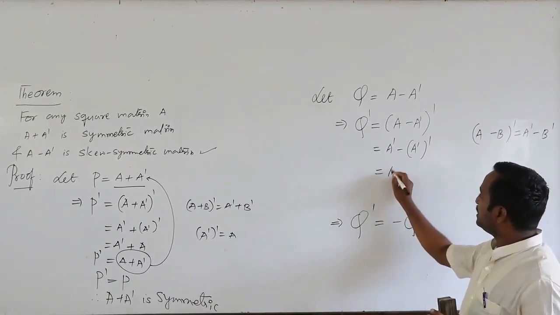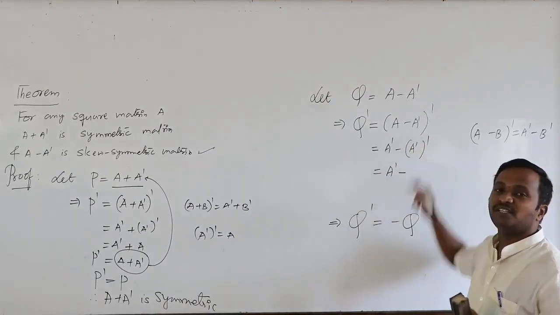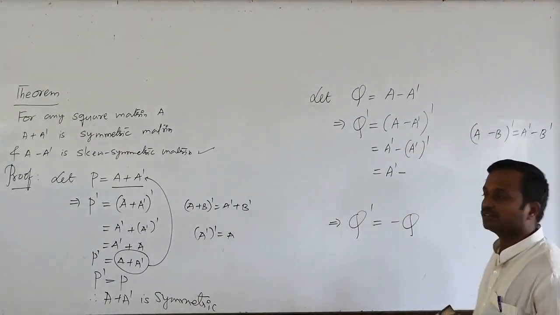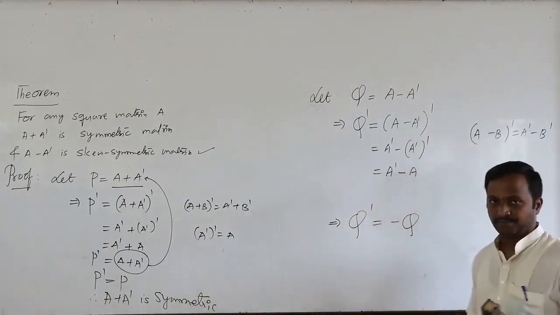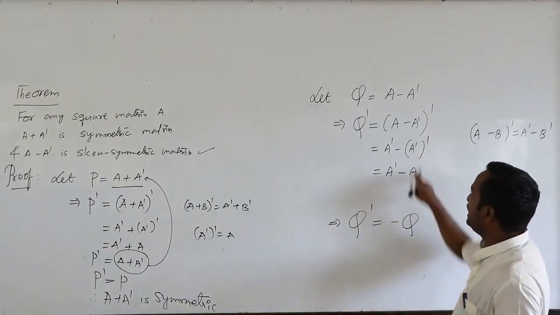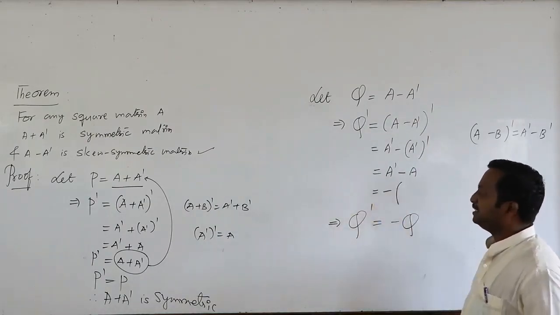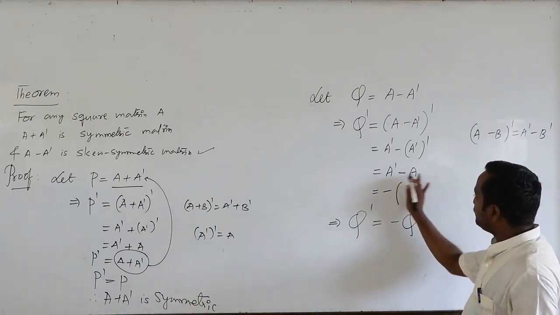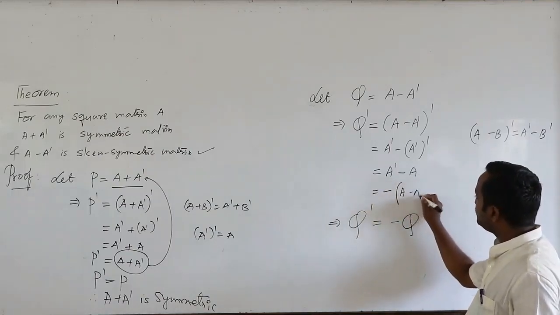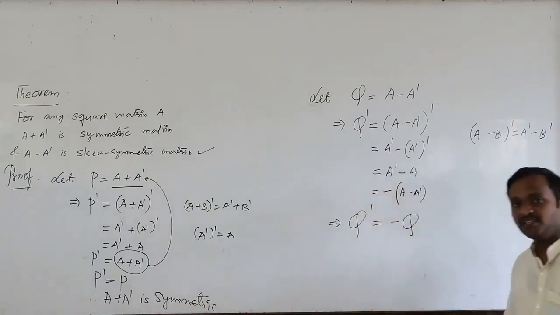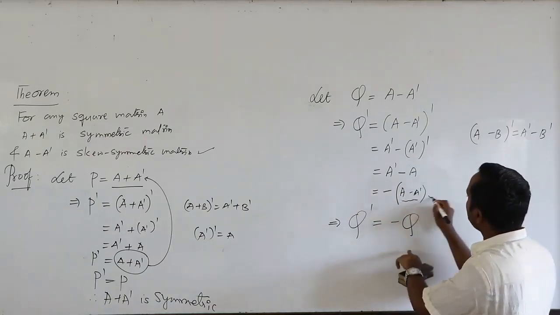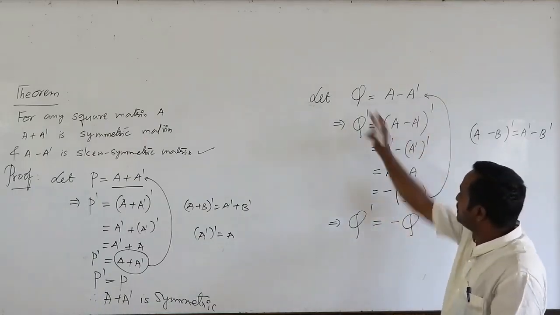Now come to the point. A dash as it is. A dash whole dash is what? A. So A dash minus A, I will take minus common. If I take common minus, what happened? It will be interchanged: A minus A dash. What is A minus A dash? A minus A dash is nothing but Q.